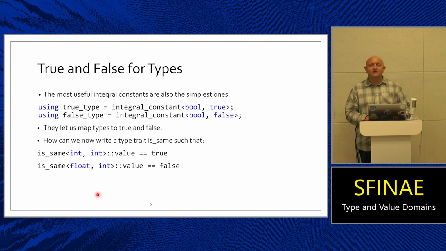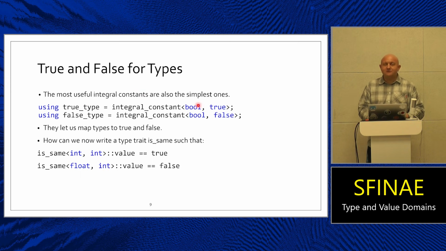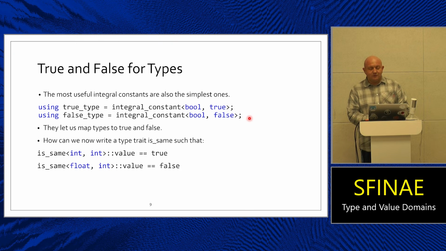For bool, we have two special integral constants, true_type, integral_constant of bool and true, and false_type, integral_constant of bool and false. And they give us a convenient way to map types to true or false. That's how most type traits in the standard library actually work.